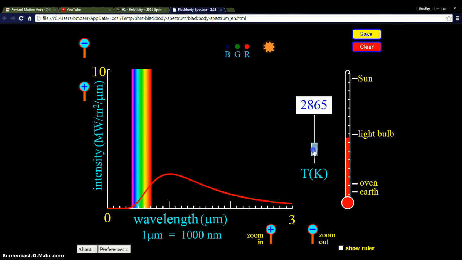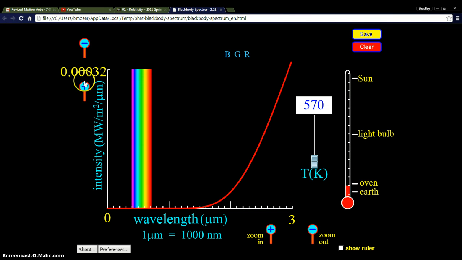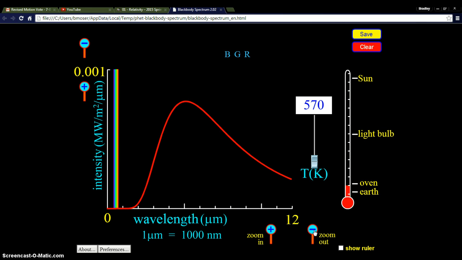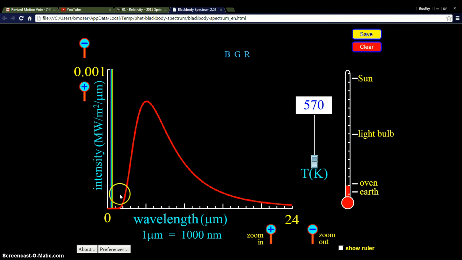And then as the temperature lowers further and further to, let's say, that of an oven, it looks like the peak just completely drops off the plot. That's just because we need to zoom in on this a little bit more. There we go. If we zoom in far enough and then zoom out on this scale, we can see that this peak is much more in the microwave range. It's not visible at all for us, but it still emits energy in the form of radiation.